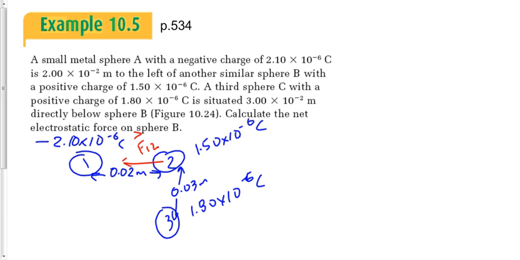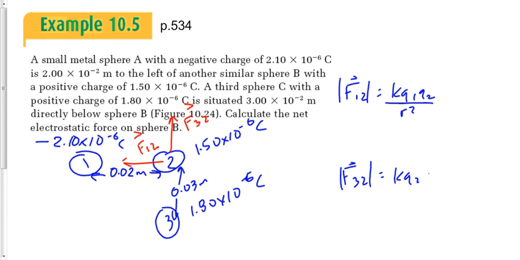What about 3, 2? These are like charges, both positive. So that means 3 is going to push 2 upwards like this. 3 is going to be pushed downwards. 2 is going to be pushed upwards, but I don't really care what happens to number 3. Now, what next? Yeah, I need both of those forces, right? I need the value of F12, and I need the value of F32. F12 is kQ1Q2 over r squared. And I'm going to say F32 is kQ2Q3 over r squared.